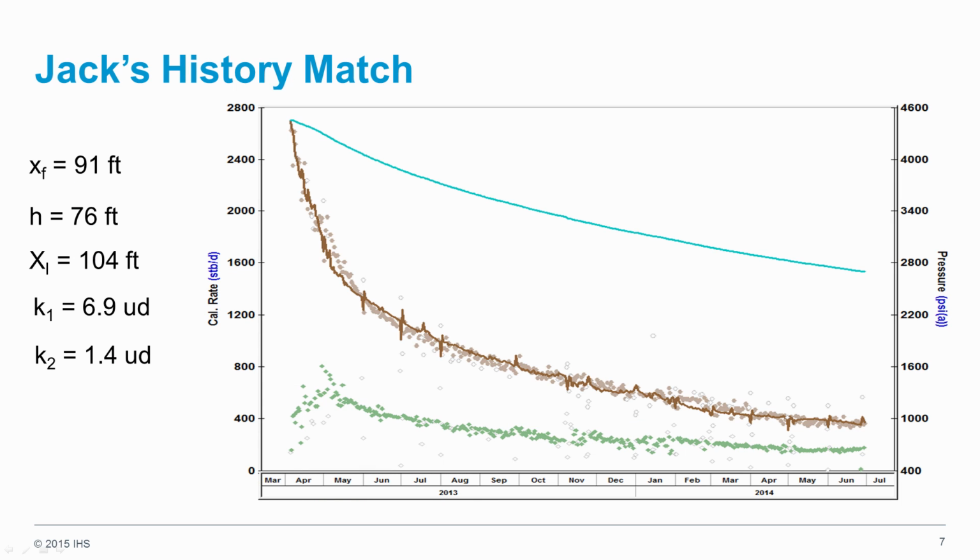Jack then creates a history match. Xf is 91 feet. You can see some of the other relevant fracture parameters listed on the left, and that's a great match. So Jack's feeling pretty good.